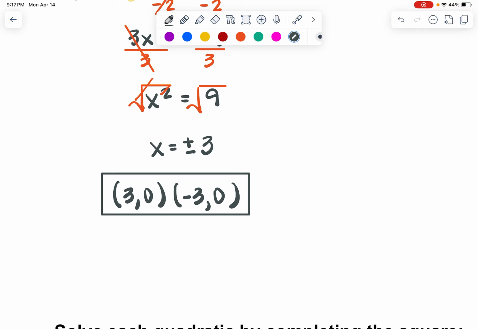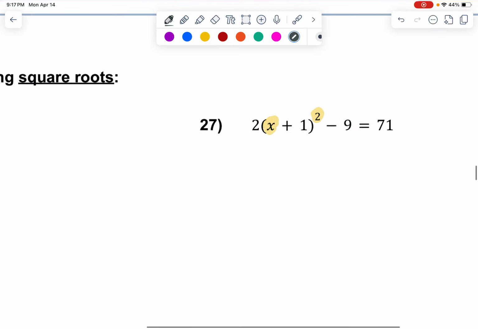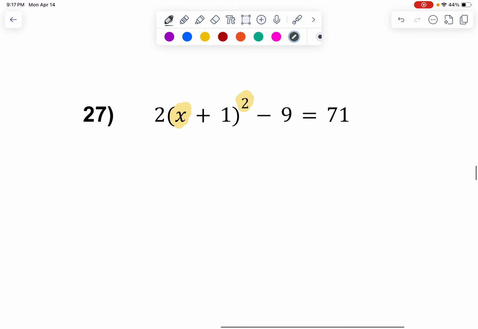All right, then the next one is very similar in that we're just going to solve it like a normal algebra equation, but we have to slowly work our way to get to that x because he's trapped inside a set of parentheses right now. So we want to move the constant first, like we always do. So we're going to add the 9.